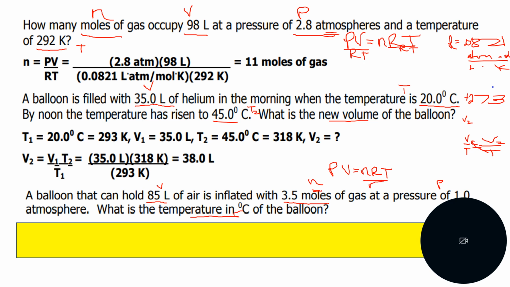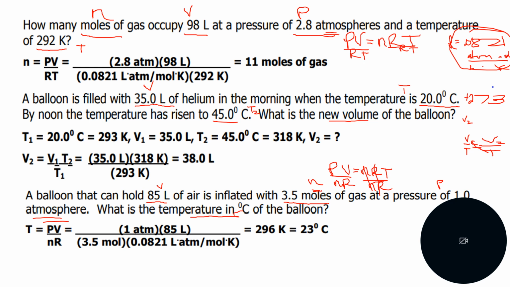So I'm going to divide out n and R on both sides. Divide by n and R. And then it's just a matter of plugging in your numbers. Again, we are working with atmospheres, so we're going to use this ideal gas constant up here. Plugging in the numbers, you'll end up with 296 Kelvin, and then you should subtract 273 from it to get your desired temperature in Celsius.